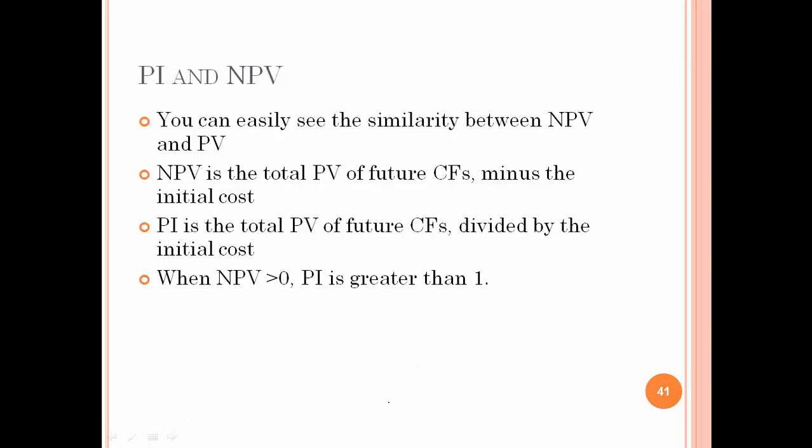As you see, profitability index and NPV are very similar. NPV is the total present value of future cash flows minus the initial cost, while PI is the total present value of future cash flows divided by the initial cost. So their conclusions can be very consistent. When you have a positive NPV project, its profitability index will be greater than 1. When you have a negative NPV project, its profitability index will be lower than 1.